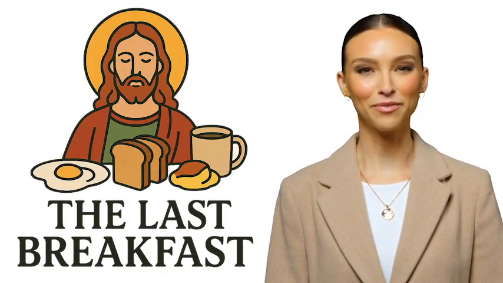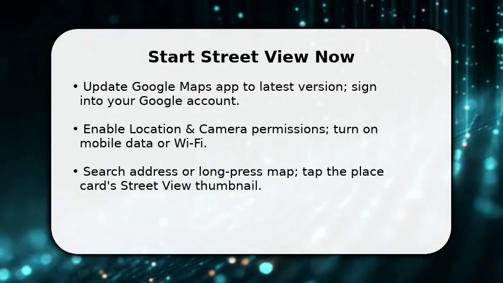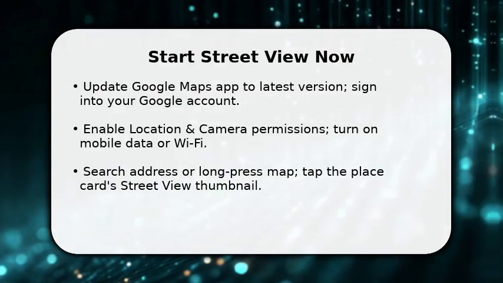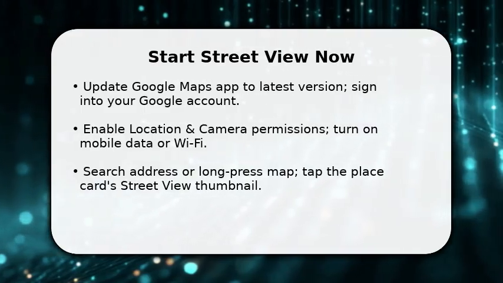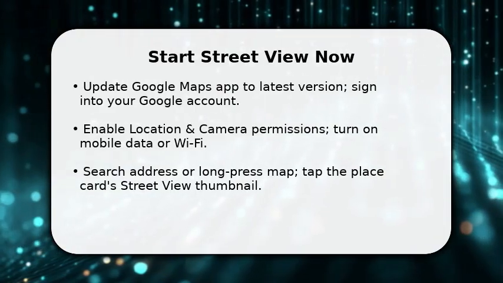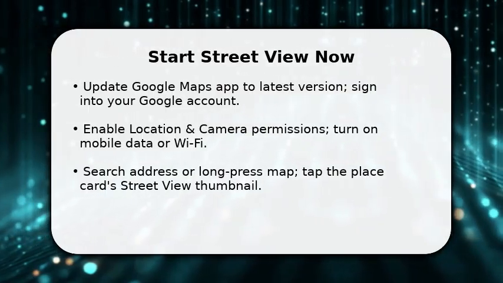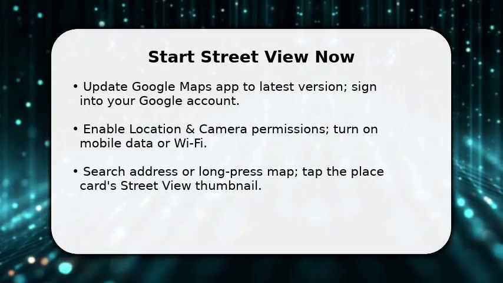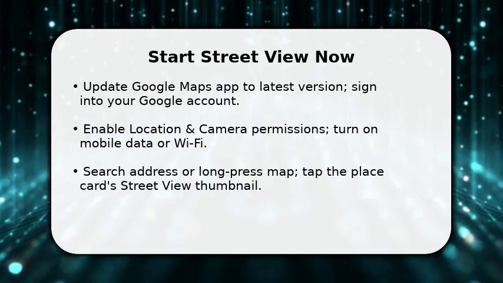Please enjoy the video. You'll begin by making sure Maps is updated, and permissions are allowed so Street View can access GPS and images. Once done, open Maps, search the address, or long press the map to drop a pin. Then tap the place card and choose the Street View thumbnail or photo sphere to enter. You're doing this now to go straight into the immersive view. This avoids extra menus and gets you to navigation controls quicker, so you can start exploring.